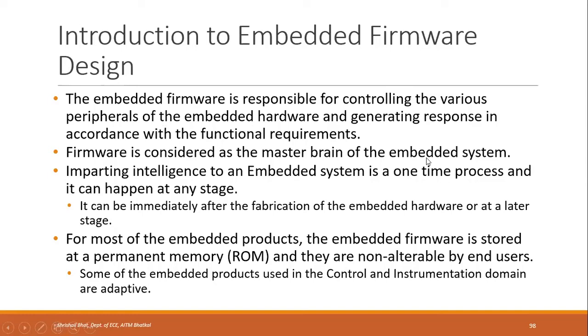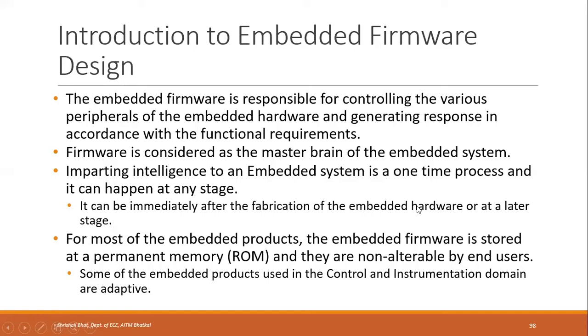So it's like you're giving intelligence to the embedded system. Without firmware, it is just hardware, right? Hardware is something which we can see, but firmware is the software. It's like the brain which gives intelligence to the embedded system. So it can happen only once, means it is a one-time process normally in embedded system. It can happen at any stage. It can be immediately after the fabrication of the embedded hardware or at a later stage, right?